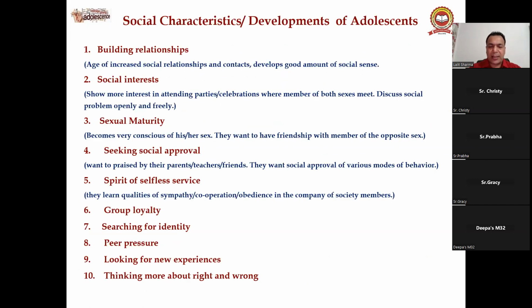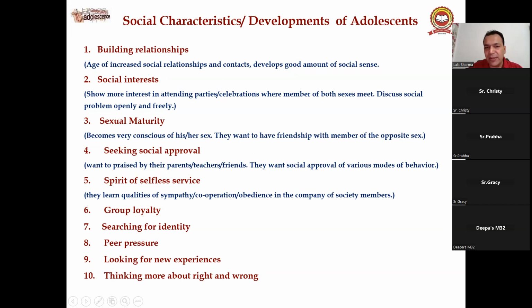Next, we talk about the social characteristics or development of adolescents. What are the social characteristics? Building relationships. You know that adolescents start in this age building relationships, okay? Contacts, they become members of any group and others. Social interest, they start showing social interest in parties, celebrations. Sexual maturity, they gain sexual maturity, seeking social approval. So they want to be respected and praised by their parents, teachers, friends.